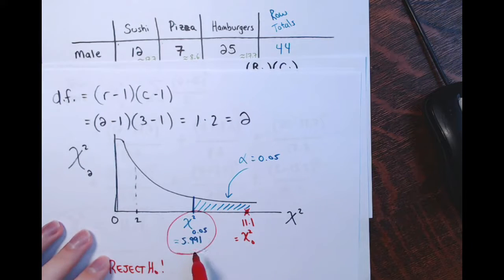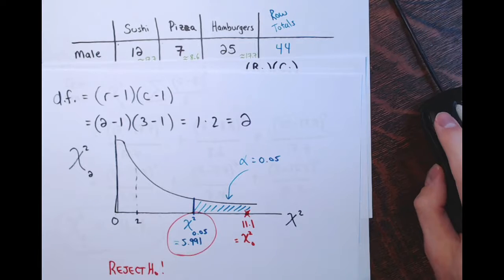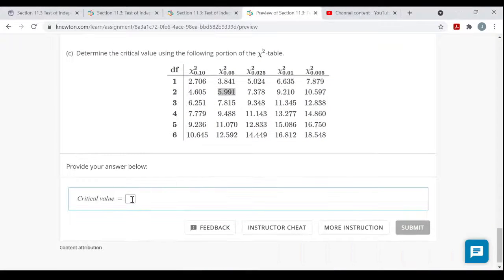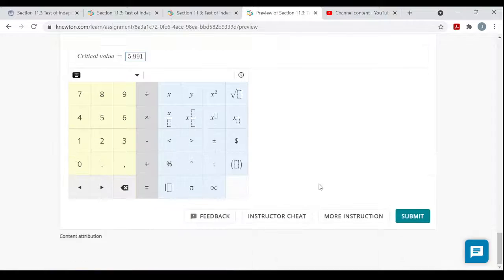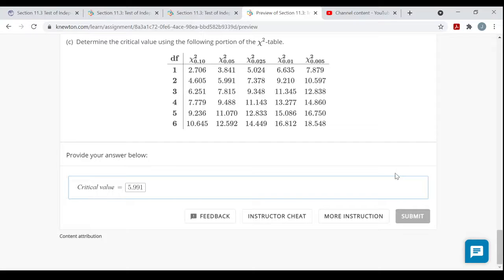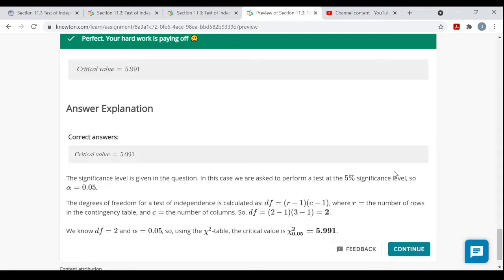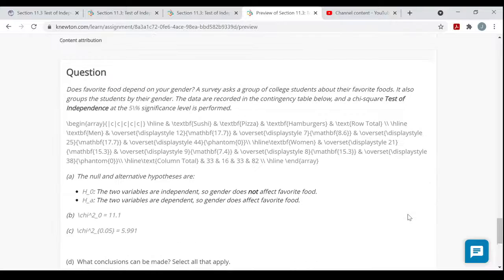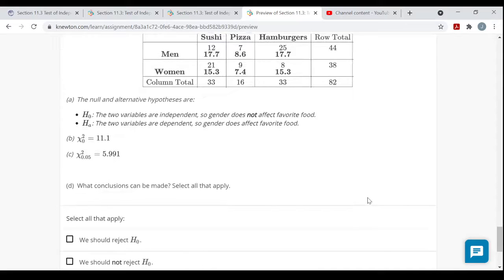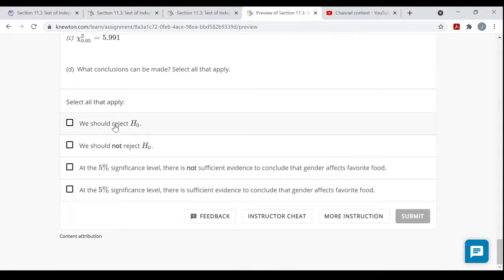But for right now, we're asked for this critical value, 5.991, from that table. And then I'm sure finally it'll ask, now what's your decision? What conclusions can be made? Again, we would reject the null hypothesis because our test statistic is clearly in the rejection region.